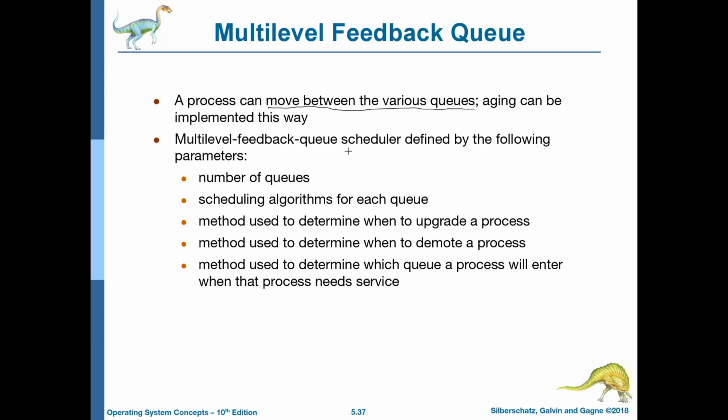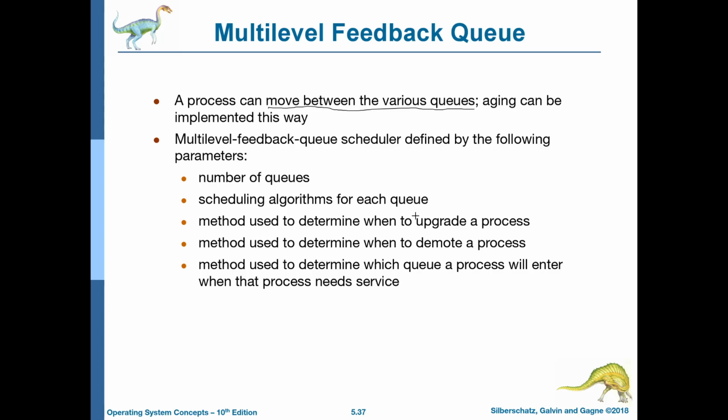Multi-level feedback queue schedulers have several parameters. We have the number of queues, which any multi-level queue will have. The scheduling algorithm for each queue, we've already discussed that. The method used to determine when to upgrade a process and to downgrade or demote a process. This is what makes the multi-level feedback queue unique.